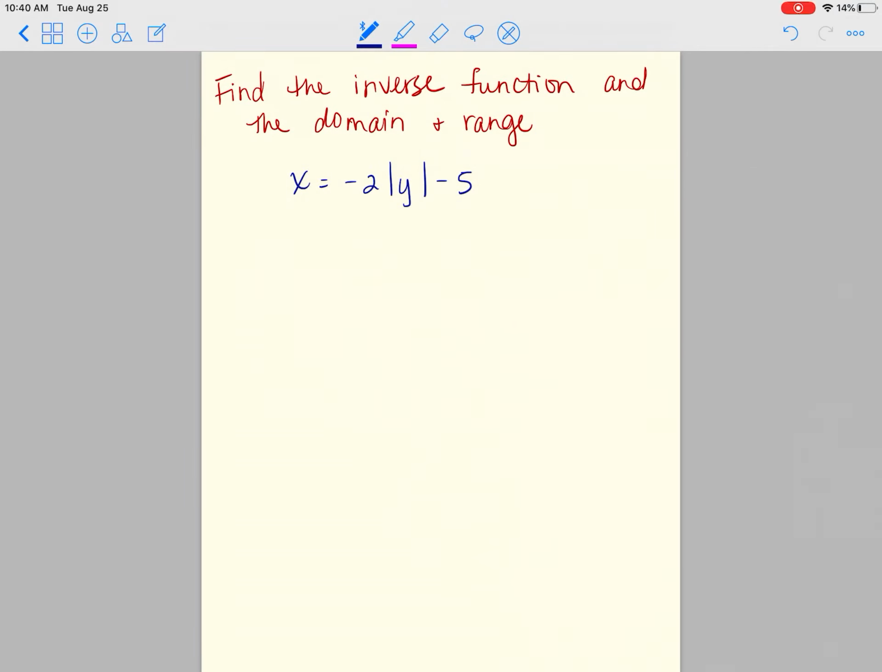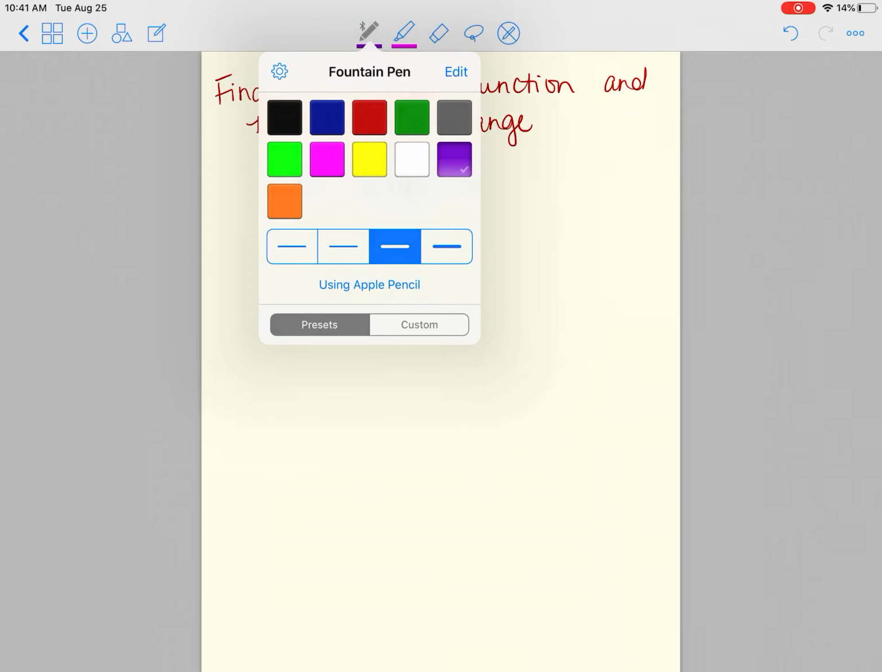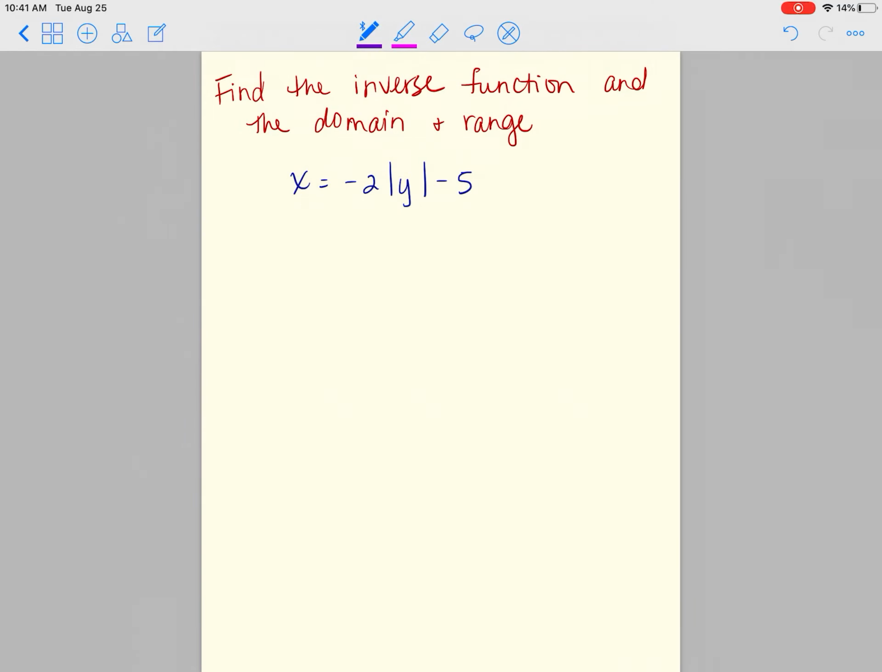Okay, looking at this problem, find the inverse of the function and then find the domain and the range of the inverse. So we've got x equals negative 2 times the absolute value of y minus 5. So our first step always is, if I have f of x or g of x, change it to y. Well, I already have my x and my y, so I'm good there. Second thing to find the inverse is to switch the x and the y.